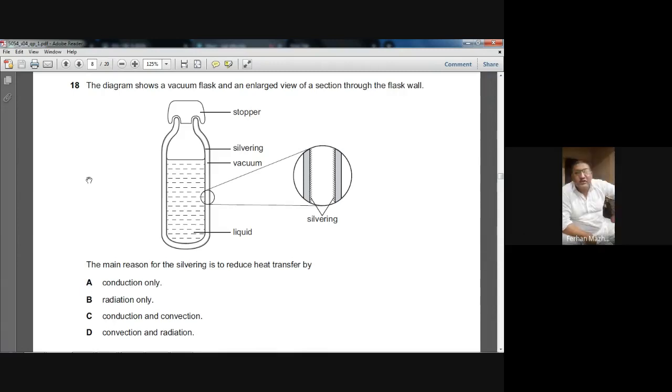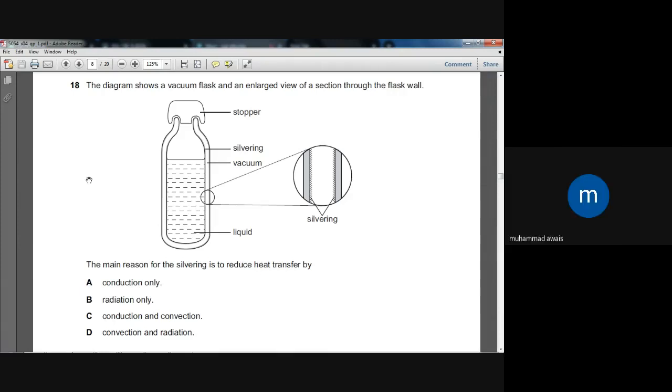So radiation. It can also go through conduction, but the silver color has nothing to do with conduction. Now see, it's a tricky thing. He's saying the main reason for silvering is to reduce heat transfer. The vacuum you put between the glass layers is what reduces conduction. But he put a question only on silvering. This is the confusing thing about MCQs.